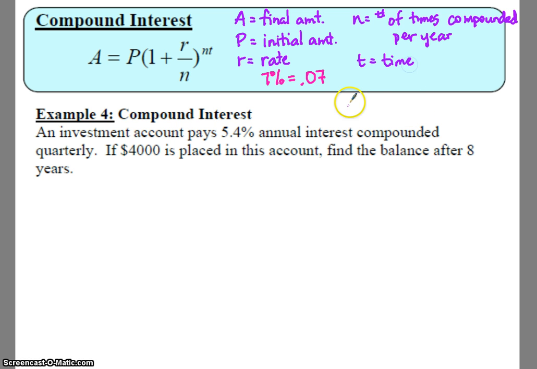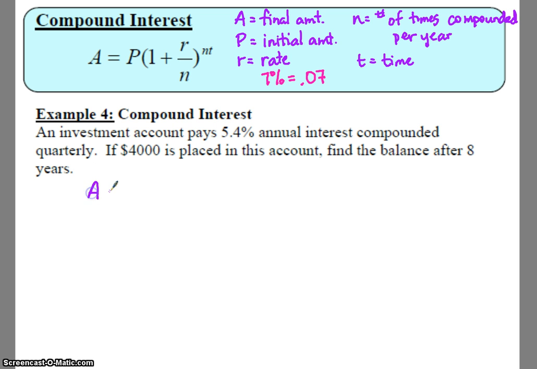So don't dread the word problem. You're going to see a lot of these. So in this case, it says an investment account pays 5.4% annual interest compounded quarterly. If $4,000 is placed in this account, find the balance after 8 years. So we're going to use this formula, and we have to figure out what our A is, because we need to find out our final amount after 8 years.